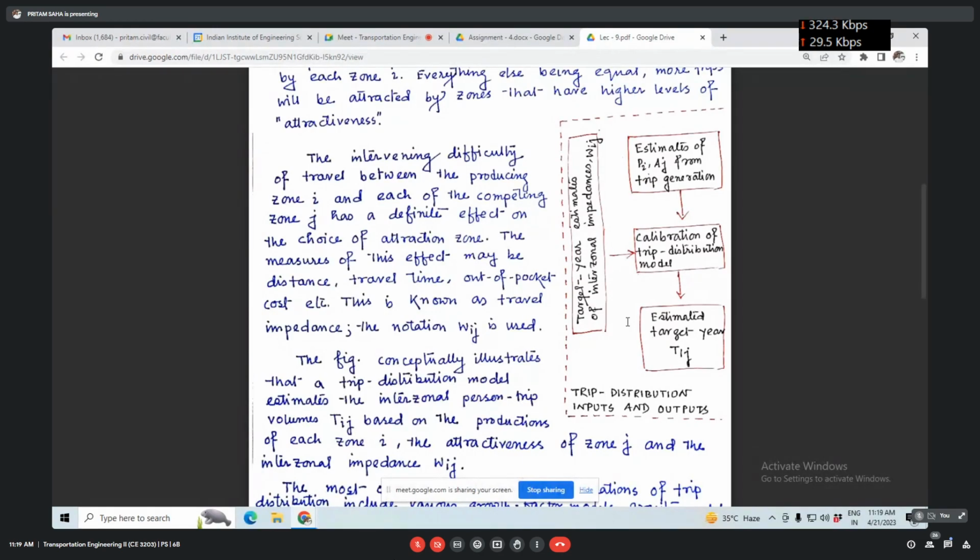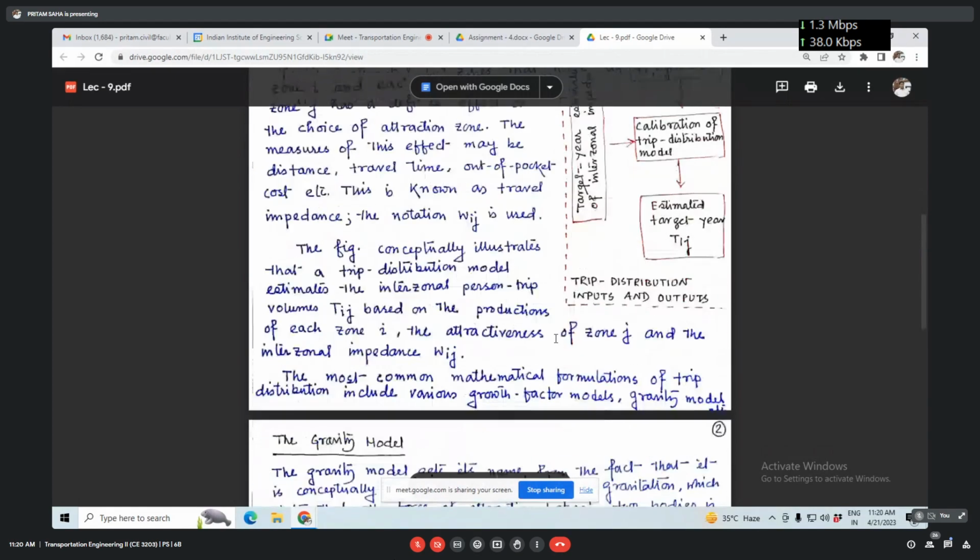So once you have these inputs ready, you can go for the trip distribution model. Once you have developed the trip distribution model, as an outcome of that model, what are you going to get? You are going to get the target year trip interchange between zone I and zone J. Otherwise, what I have told, I have written on this page. I think if you go through it once, you will get to know it in detail.